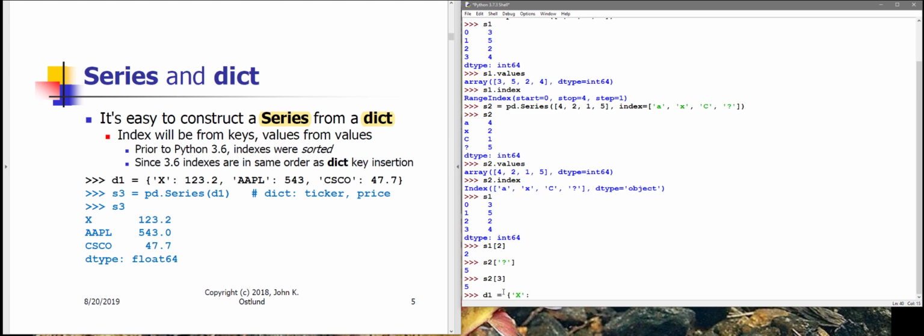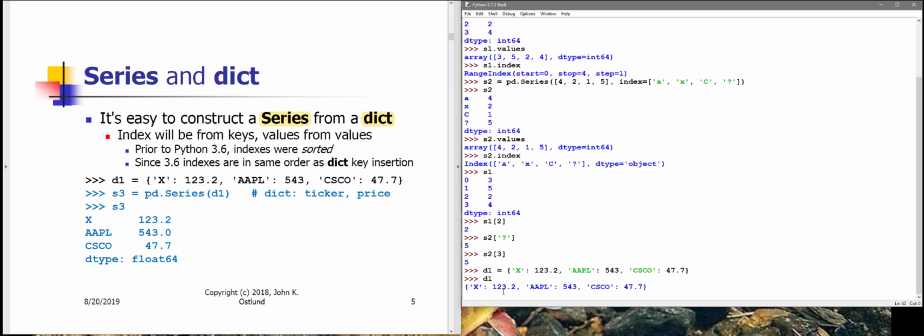I just made these prices up. I don't know how close they are to reality. X is my nod to local corporations. X is the ticker for U.S. Steel. Then we have Apple, 543. That's in the ballpark pre-split. Cisco, 47.7.